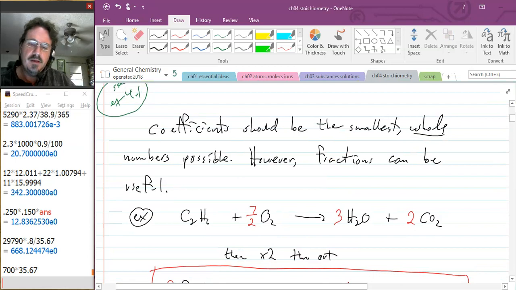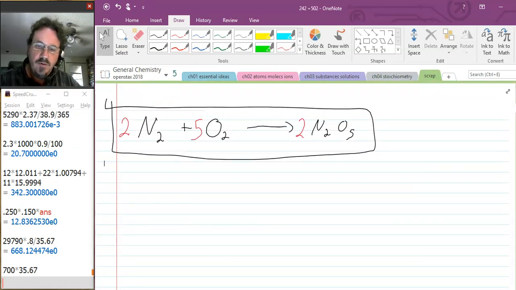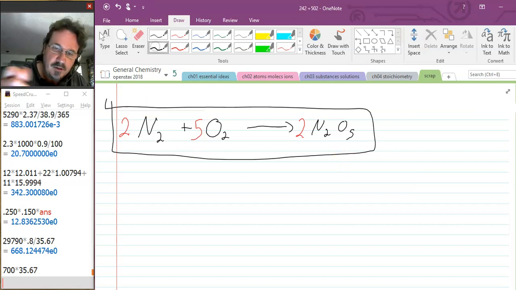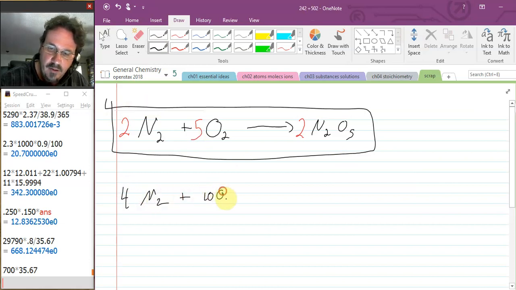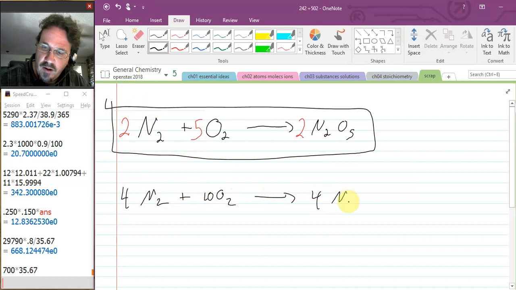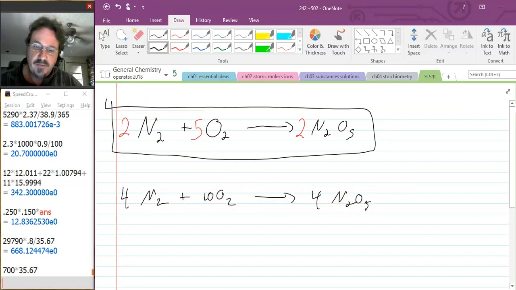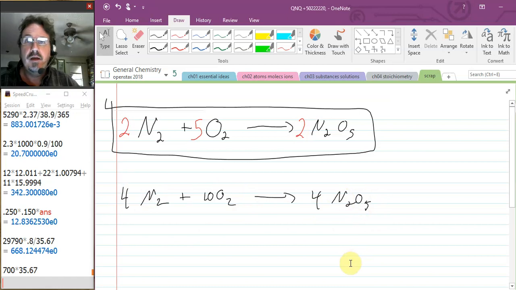Another rule here is that the coefficients should be the smallest whole number ratios possible. However, they said fractions can be useful as well. So for example, if I go back to my scrap there, 2, 5, and 2. Those are the smallest whole number ratios. Now, I might have come up with something like 4 N2s and 10 O2s to give me 4 N2O5s. Now that's also balanced. If you look at this, I've got 8 nitrogens and 8 nitrogens. I've got 20 oxygens and 4 times 5, 20 oxygens. So it is balanced.